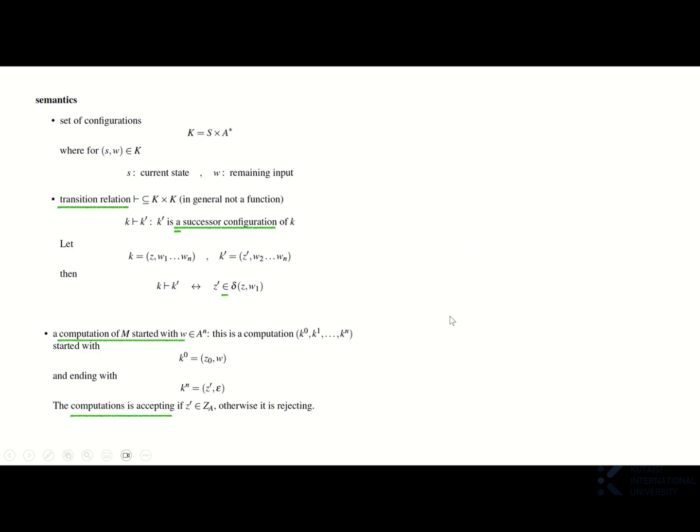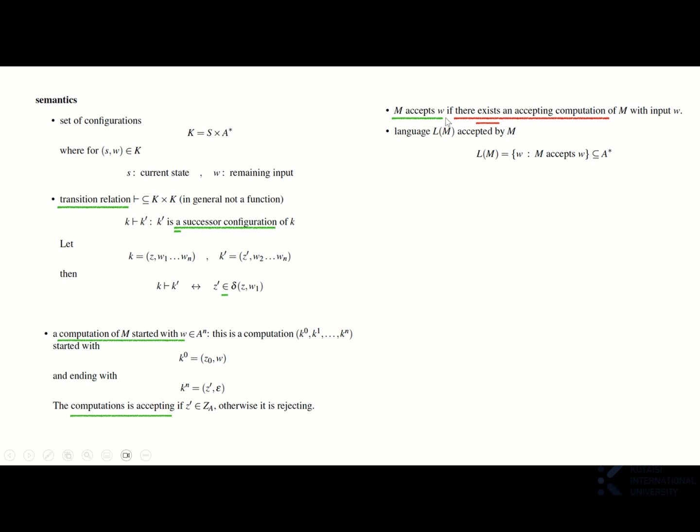So what next? Okay, again, what is a computation? Computation is a sequence of these things where each one is the next possible configuration. You start with the start state and the whole word, and you have to end somewhere with the whole word read. And I will say that the computation is accepting if Z prime is an accepting state, and I will say that M accepts W.